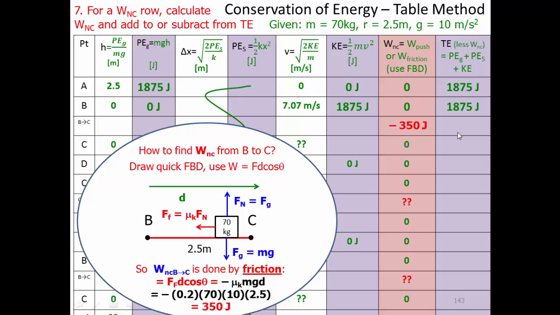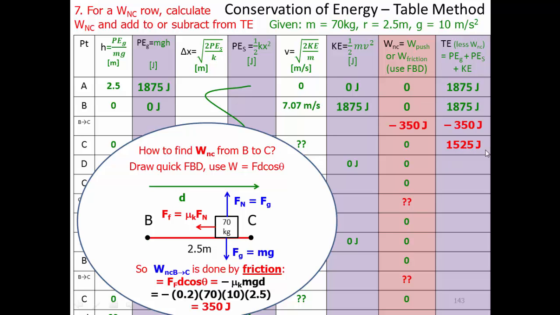So what I'm going to do is take that negative 350 joules and subtract it from my 1875, and now my new total mechanical energy, and remember, mechanical energy is comprised of my kinetic and potential energies, my conservative forms of energy. So I subtract out the non-conservative energy, and here's what's left for conservative energy. I've got 1525 joules.